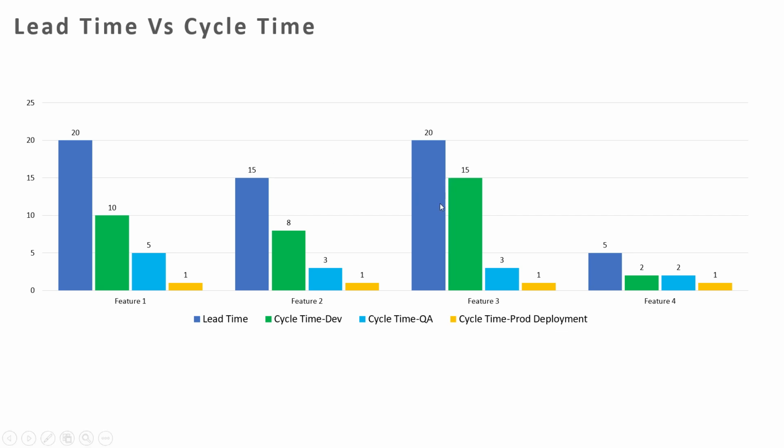And if you go to the third feature, for the first feature and third feature, the lead time is 20 days only. But the development effort is 15 days, the QA effort is 3 days, and production deployment is 1 day. But why has the development effort taken 15 days? Okay, assume the development was done perfectly, at 100% effectiveness, and it has taken 15 days.